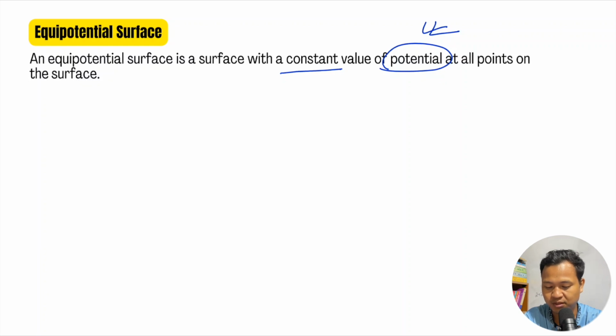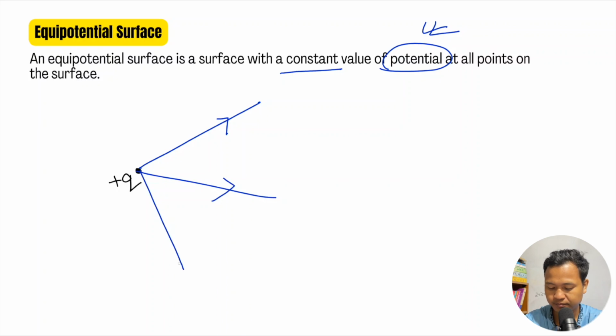Take the example of a charge. Suppose we have a charge plus Q. Let us see the electric field due to it. We know that the electric field will be outward. From a plus charge, it will originate from the charge, like this, to all sides, in 3D, in all directions.